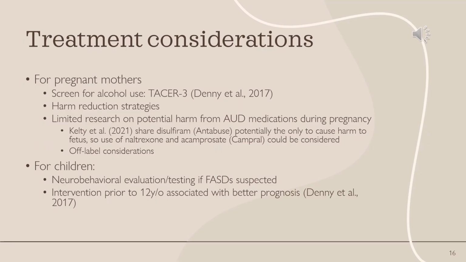So treatment considerations could be broken up into what you as a PMHNP can do for pregnant mothers and also what you could do for children. So let me actually talk about the children first. For any children for whom you suspect fetal alcohol syndrome disorders, you should certainly evaluate for neurobehavioral complications, because intervention prior to 12 years of age is associated with better outcomes.